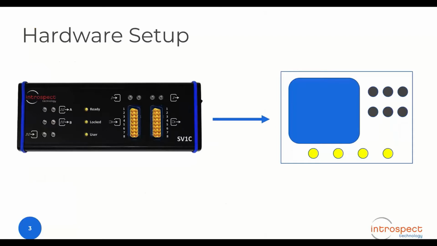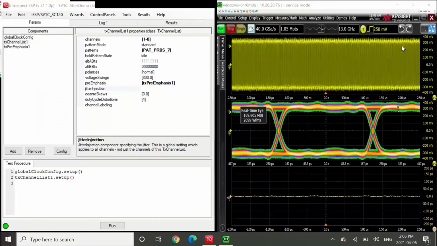The SV1C will be connected directly to a high bandwidth scope. We're going to program the SV1C pattern generators to add sinusoidal jitter injection, and we're going to look at the output waveforms on the scope. So let's take a look at the software now.